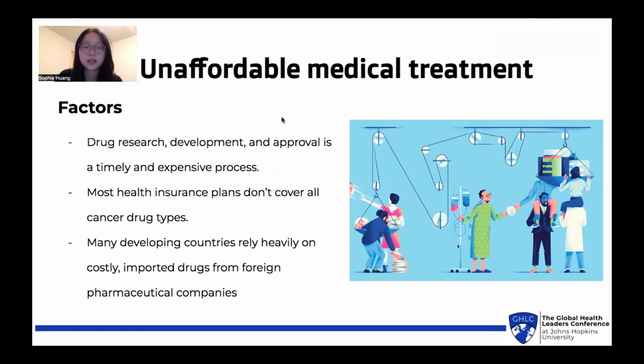The third factor is unaffordable medical treatment. So standard cancer treatment is costly due to 3 main factors. So first, drug research, development, and approval is a timely and expensive process, and this forces pharmaceutical companies to hike up their prices for their drugs in the market. Second, most health insurance plans don't cover all cancer drug types. And third, many developing countries rely heavily on costly imported drugs from foreign pharmaceutical companies because they currently do not have enough resources to produce high-quality drugs to meet the nation's demand.